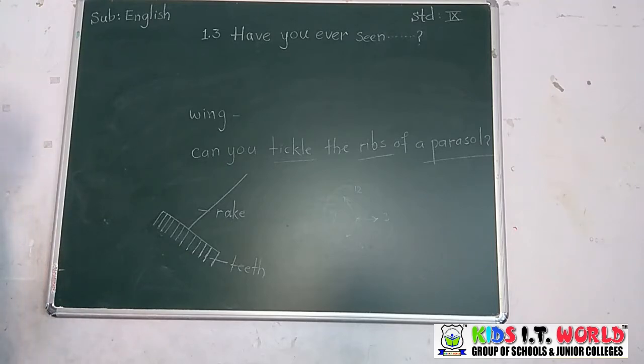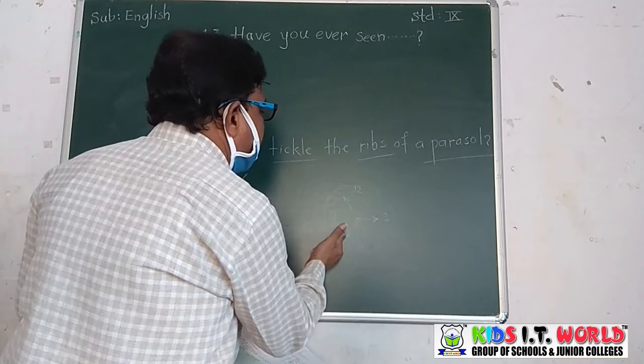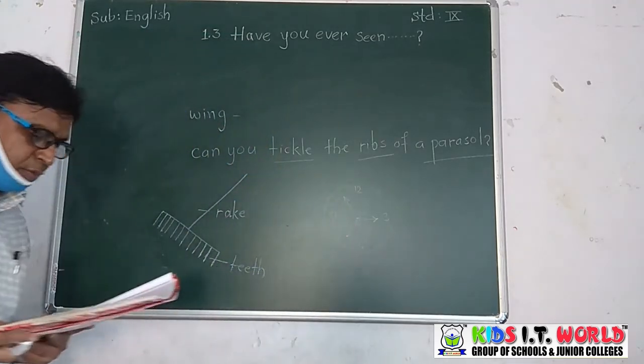Have the hands of a clock any left or right? No, there are hands only. These are the hour hand, minute hand and second hand. There is no left hand or right hand.